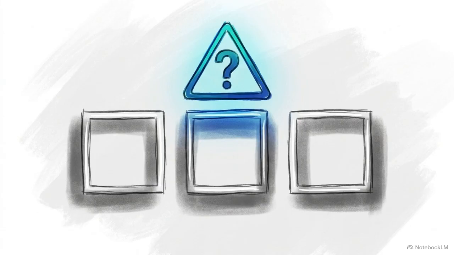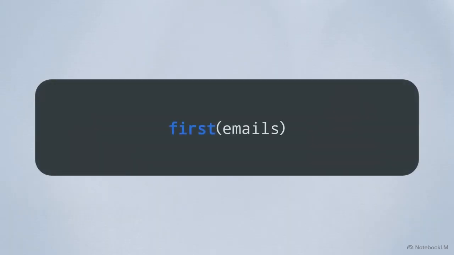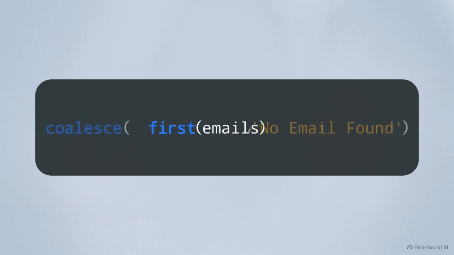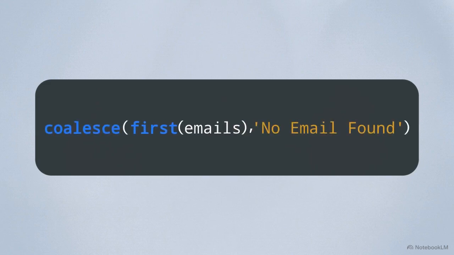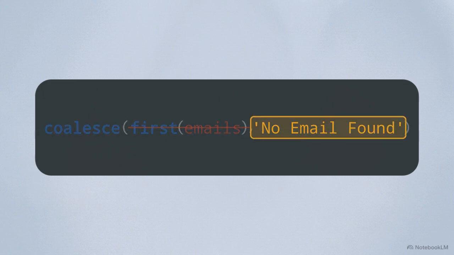Now, for a quick challenge based on what we've covered, how would you safely extract the first email from an array, knowing that the array itself might occasionally be completely empty? This visual formula shows the solution. You take the first function to grab the email, and you nest it inside coalesce. If the array is null, coalesce catches the error and outputs no email found instead.